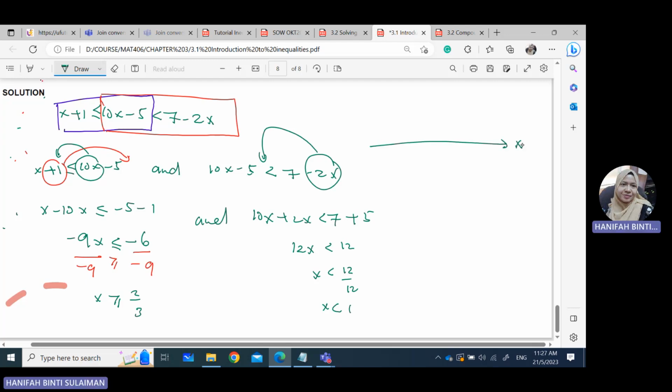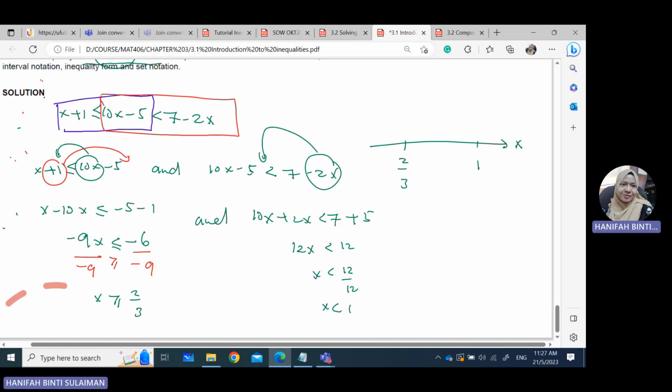So dalam interval line, so x 2 over 3 kat sini, 2 over 3 lagi kecil daripada 1. So di sebelah kiri lah. So 1 di sebelah kanan. Okay, so dia kata x is greater than or equal to 2 over 3. So maknanya nilai x lebih besar dan sama juga dengan 2 over 3. So this one. Kemudian x is less than 1. So x is less than 1 from here to here.